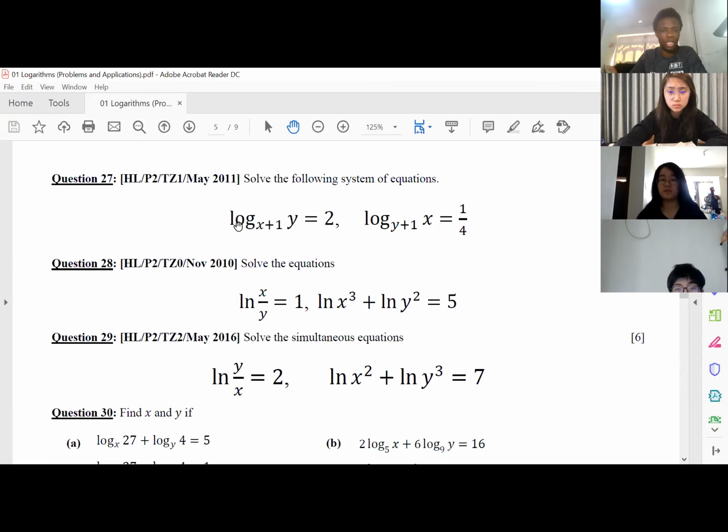Okay, so it's the logarithm of y to base x plus 1 is equal to 2, and the logarithm of x to base y plus 1 is equal to 1 over 4. All right, let's see.